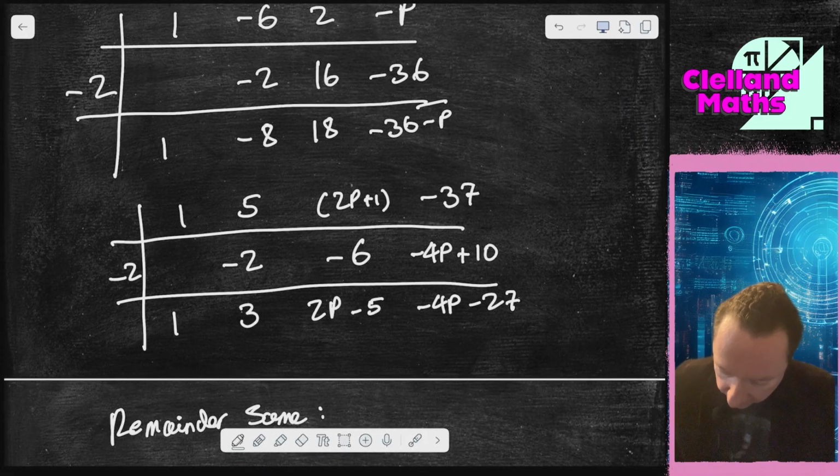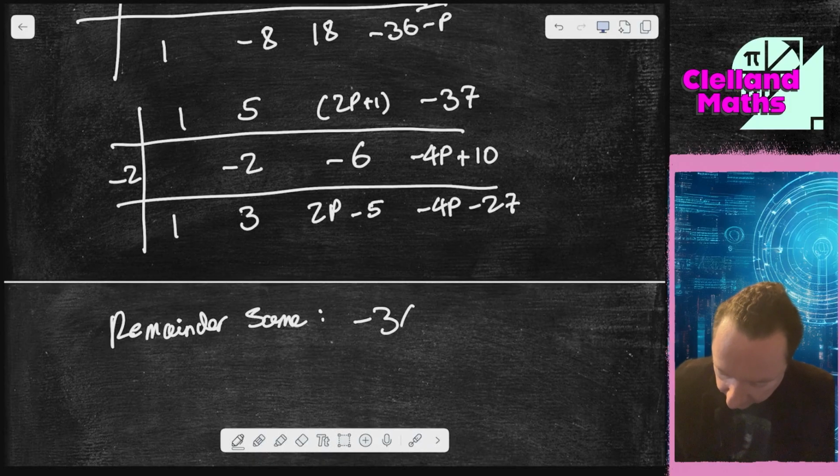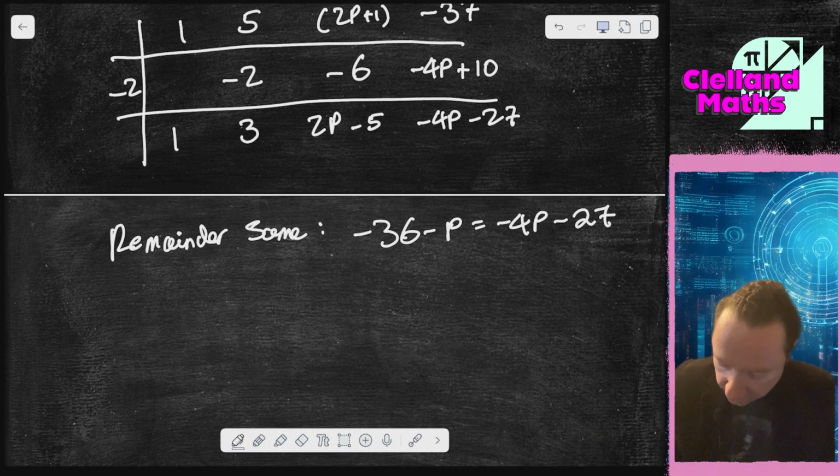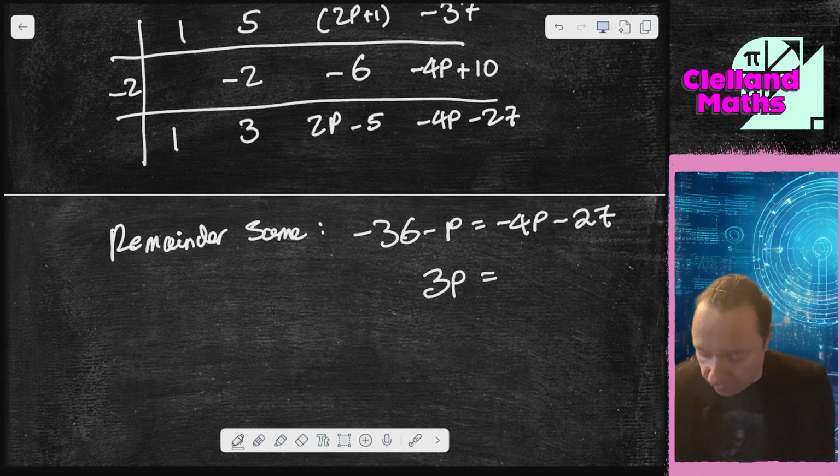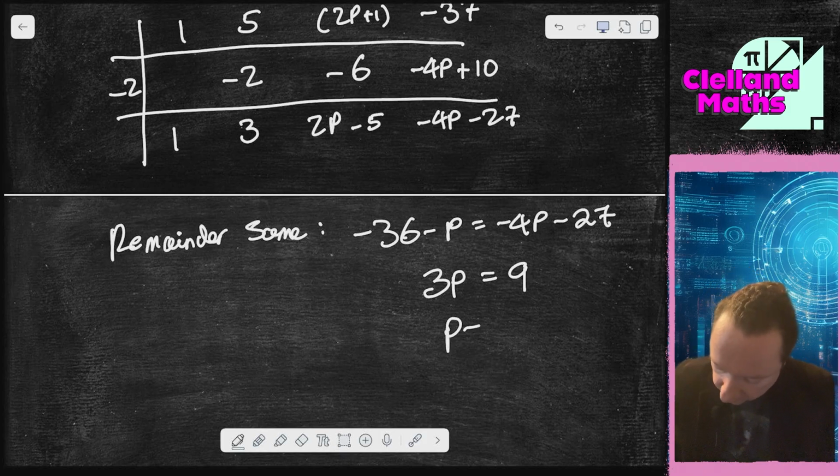So they equal each other. Minus 36 minus p is minus 4p minus 27. I'll move the 4p to the left to get 3p, and I'll move the 36 to the right. So that's 36 minus 27, which is 9. And then we get p is 3.